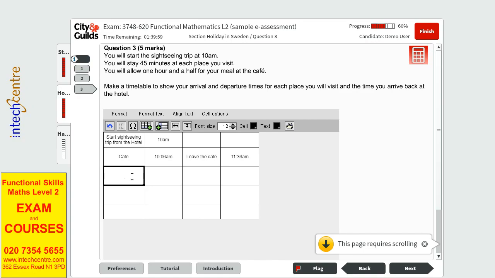From there, you will make your way to the fish market. That will take 8 minutes. So it's 11:36 when you leave the cafe. With 8 minutes to get to the fish market, it will be 11:44, again a.m. Then you will stay there 45 minutes.